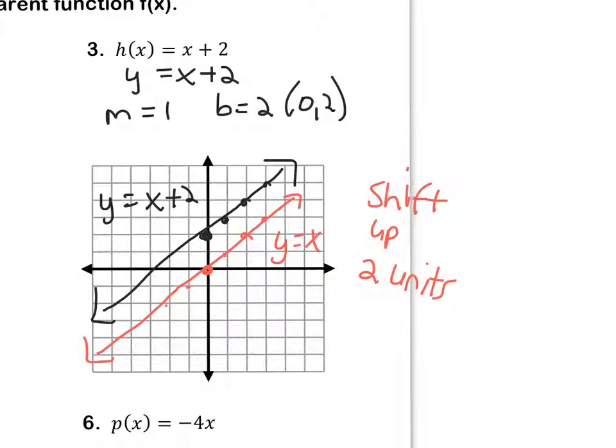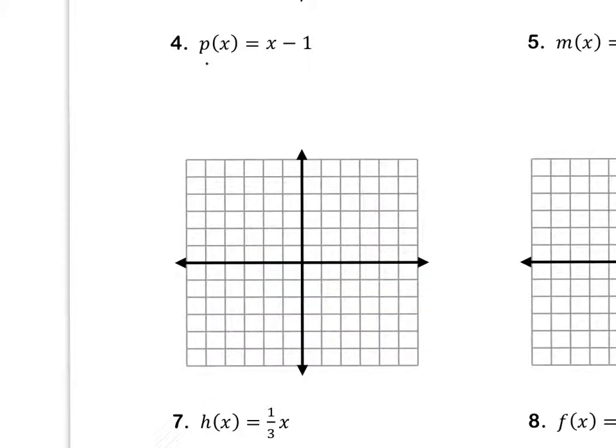Okay, let's go to number 4. Write this function down. P of x equals x minus 1. So again, I have a slope of 1, and I have a y-intercept of -1. So that means I will start my graph at 0, -1, which is right there.